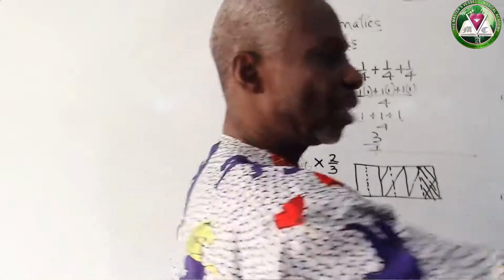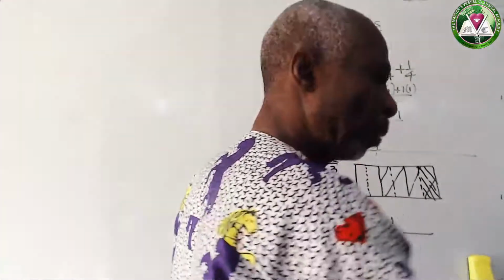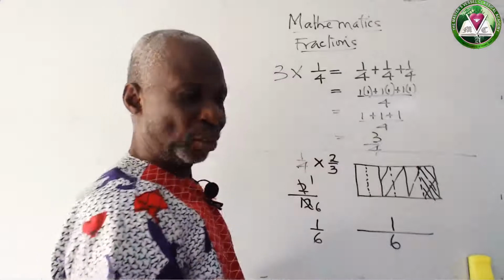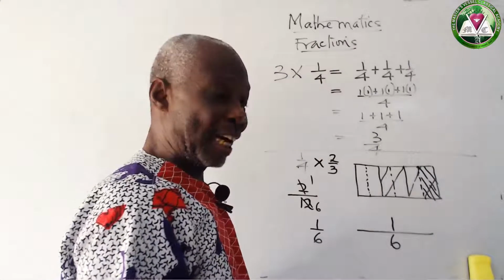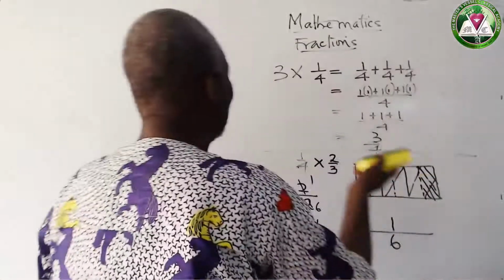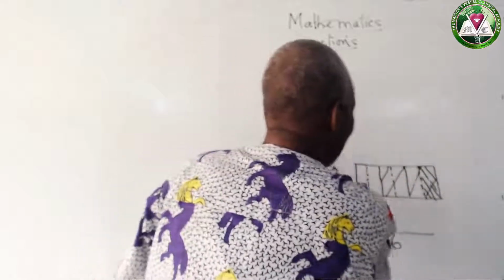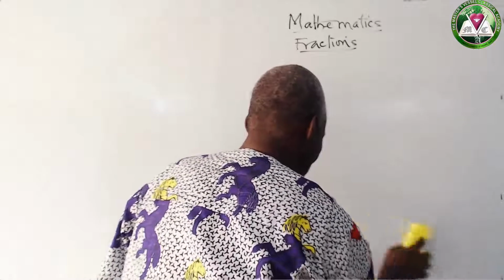Multiply out the numerators, put. Multiply out the denominators, put. Then start reducing, so as to arrive at the final answer. If that is the case, let us clean this and see whether we can do one or two more.